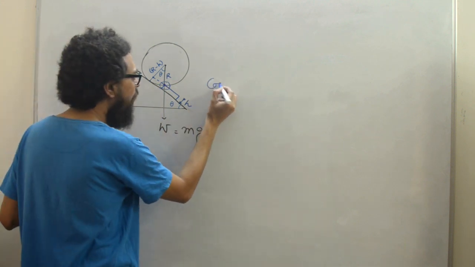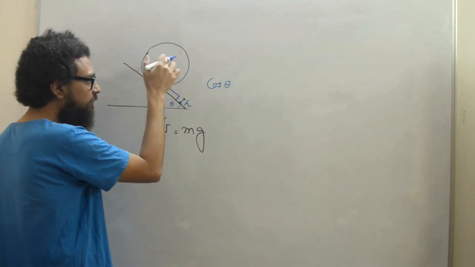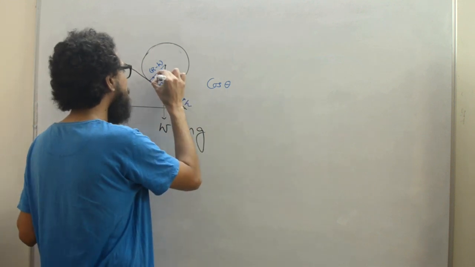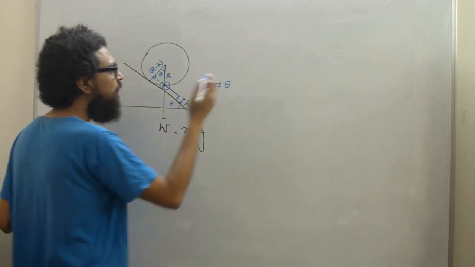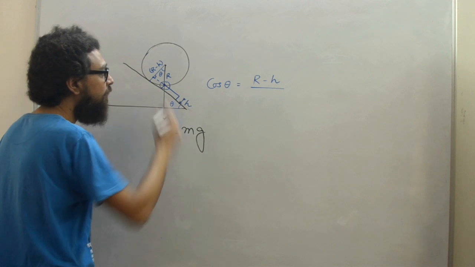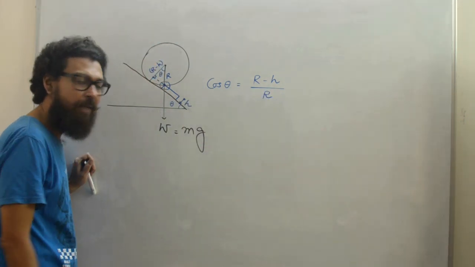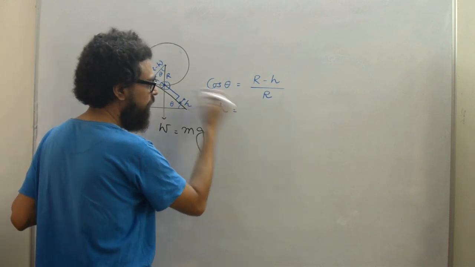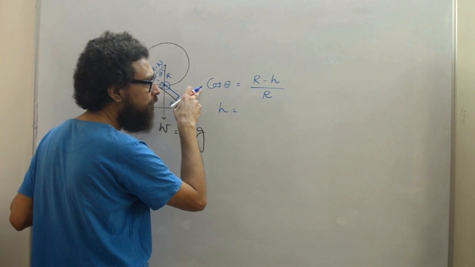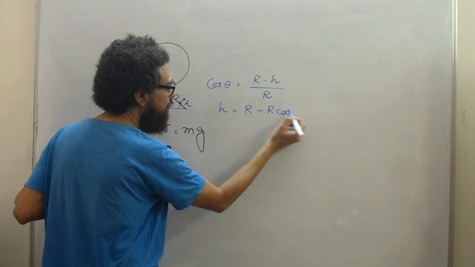So what do I have to find? Let us find out cos theta here, because we have theta, we have R minus h, which is the base of this triangle. And this angle is 90 degrees, you can understand. So cos theta is R minus h by, obviously, the hypotenuse, which is capital R. Alright? So what is h equal to? Can you see this? Yes. h is equal to R minus R cos theta.